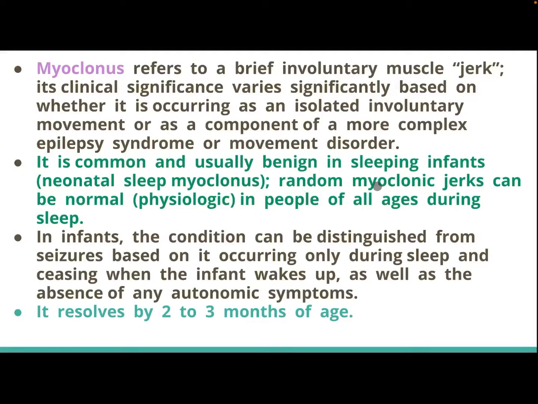Random myoclonic jerks can be normal physiologic in people of all ages during sleep. In infants, the condition can be distinguished from seizure based on its occurring only during sleep and ceasing when the infant wakes up, as well as the absence of any autonomic symptoms. It resolves by 2 to 3 months of age.